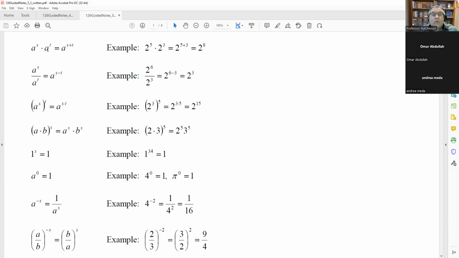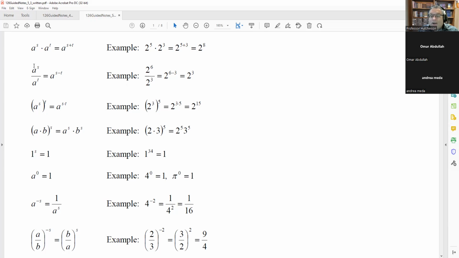First of all, if you're multiplying something with the same base, you want to add the exponents together. So a to the s times a to the t is a to the s plus t. So if you have 2 to the 5th and you're multiplying it by 2 to the 3rd, it's the same base, so you're just going to add the exponents together, 5 plus 3. That's going to give you 2 to the power of 8.